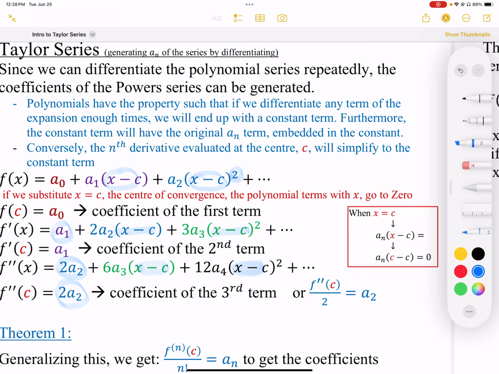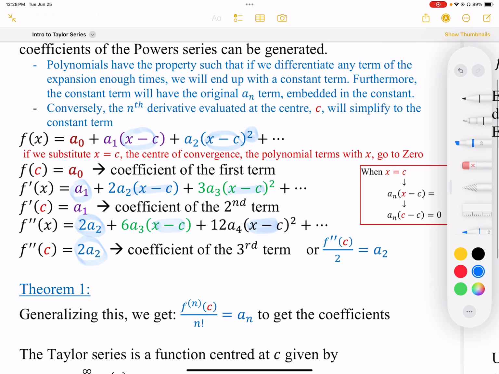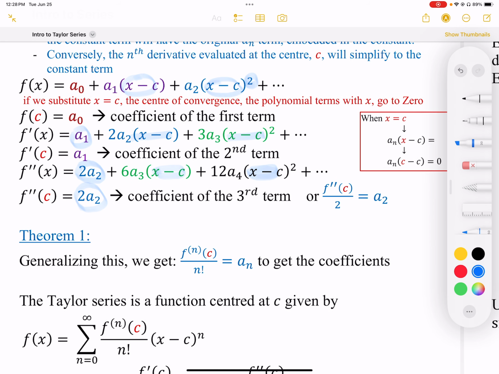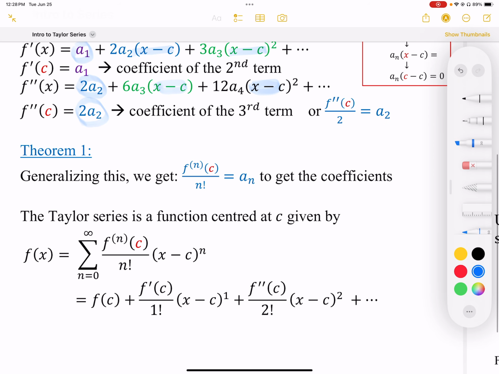And we then generalize the fact that if we evaluate those derivatives at c, we can generalize an expression for the an term. So this is where the theorem comes in. Theorem 1 states that if we take the nth derivative and divide it by n factorial, because that's going to be the pattern of those coefficients that are going to end up in front of the an term, if we divide by that n factorial, we're going to get the coefficient for an.